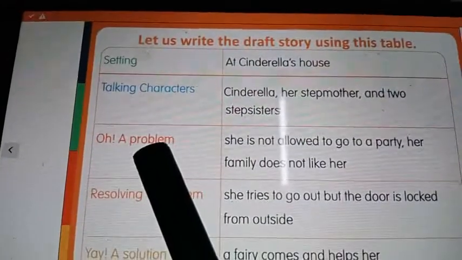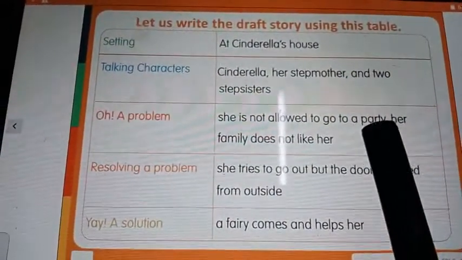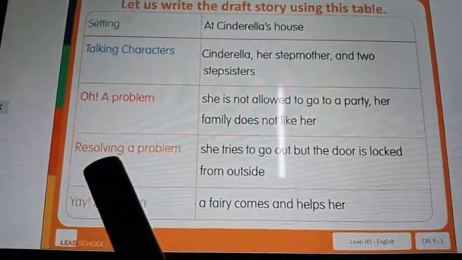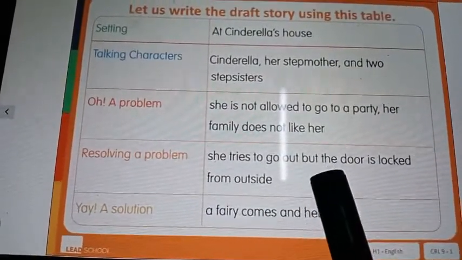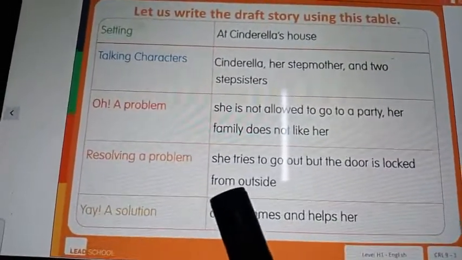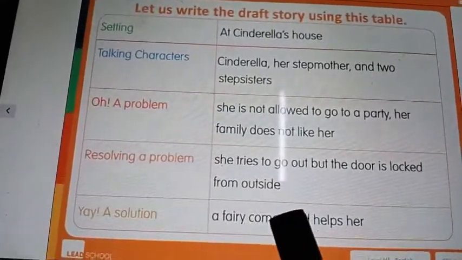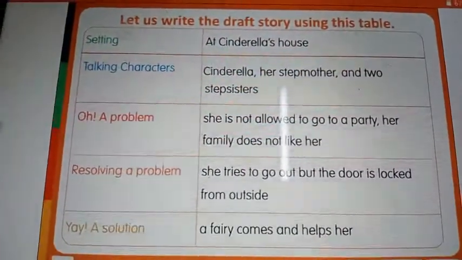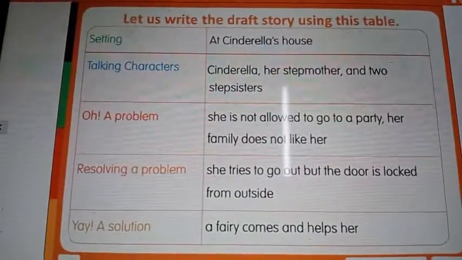Next, a problem. She is not allowed to go to a party. Her family does not like her. Resolving a problem: she tries to go out but the door is locked from outside. A solution: a fairy comes and helps her. This is about the story elements, right? Yes. Now we have to follow the three steps.